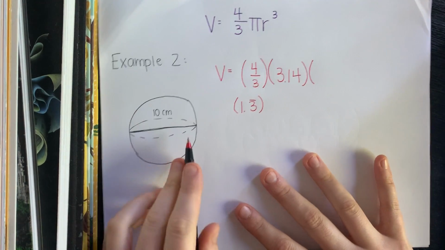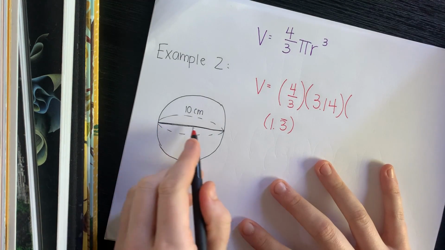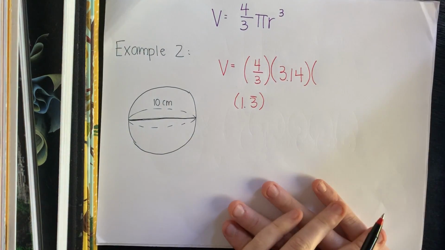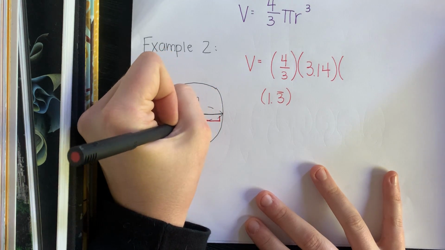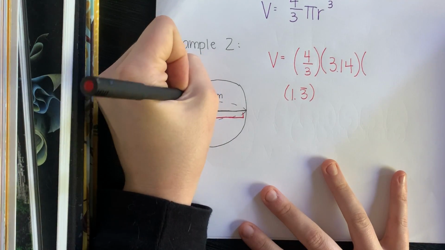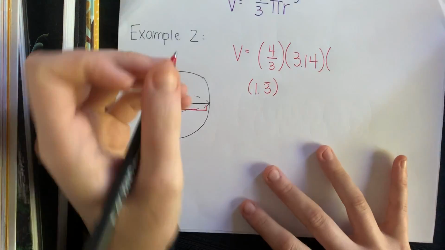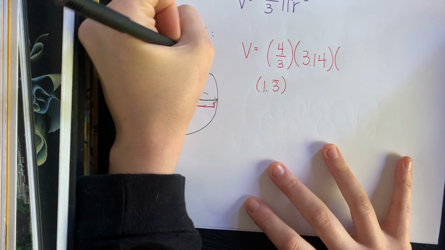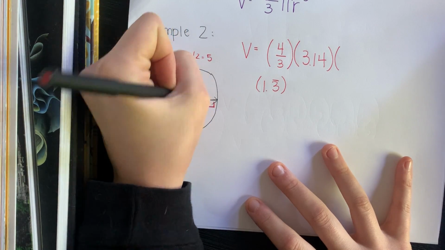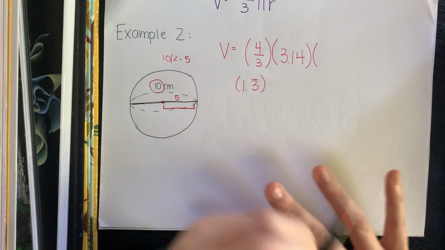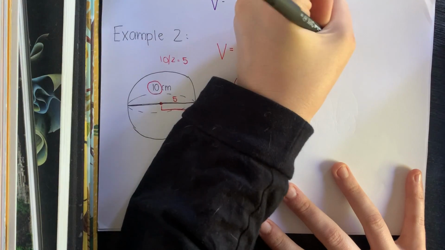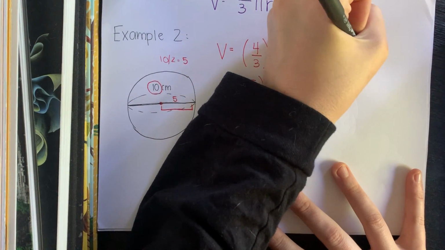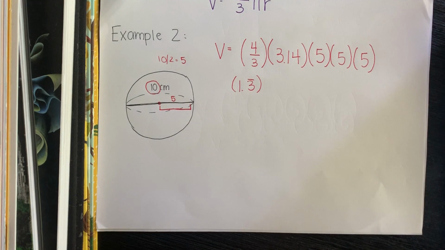So for this one, they give us the diameter. So they're giving us the whole length of the circle. But I want to know only the radius, only half of this. So I'm going to take my diameter and I'm going to divide it in half. So 10 divided by 2 equals 5. So my radius is going to be 5. So I got this times 5 times 5 times 5. Okay, you might notice this problem looks pretty similar to the one we just did.